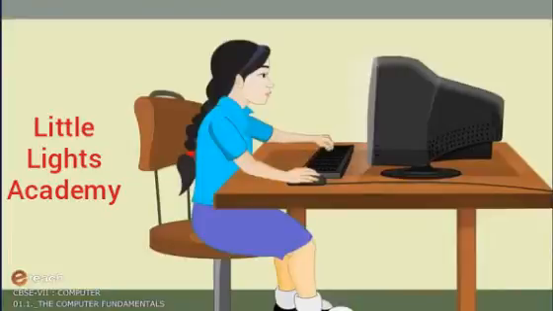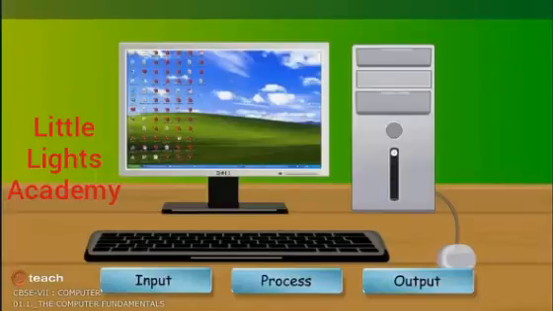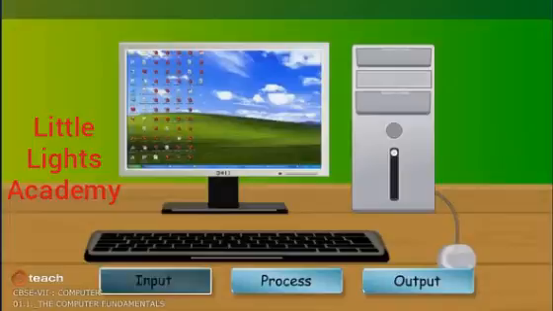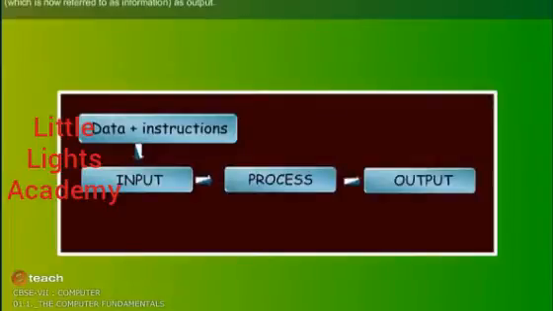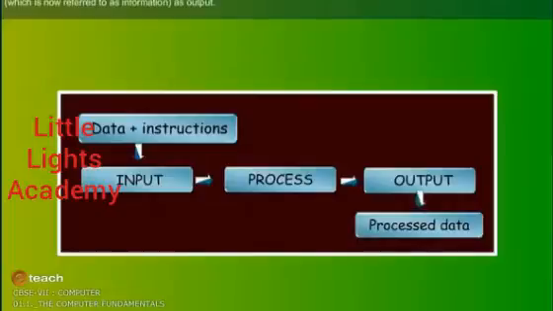The computer is an electronic device that can perform a variety of operations according to a set of instructions called programs. The computer system works on the principle of input, process, output cycle. In this cycle, the computer system receives input in the form of data and instructions, processes the data on the basis of the instructions, and displays the processed data, which is now referred to as information, as output.